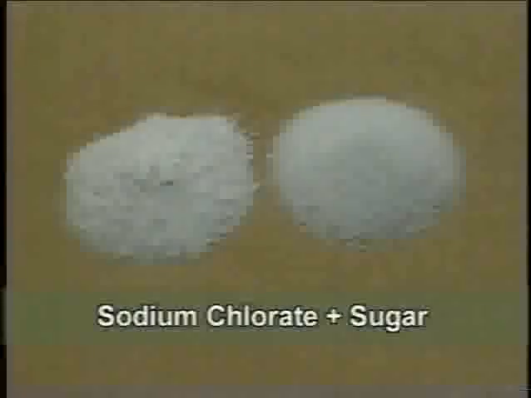Next thing we're going to do is burn arguably the most commonly improvised homemade explosive mixture. And that's a mixture of sodium chlorate, which is most commonly encountered as a weed killer, and sugar. So it's very easily obtainable ingredients.